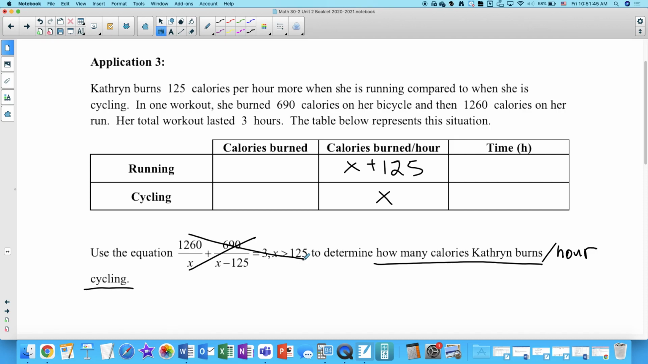Okay, so does the 3 hours, though, connect to the running or the cycling? No. But we're going to use that to build our equation. Yeah. But is there anything else that we can fill in? Calories burned. Yeah, she burns 690 calories cycling and 1,260 calories running.